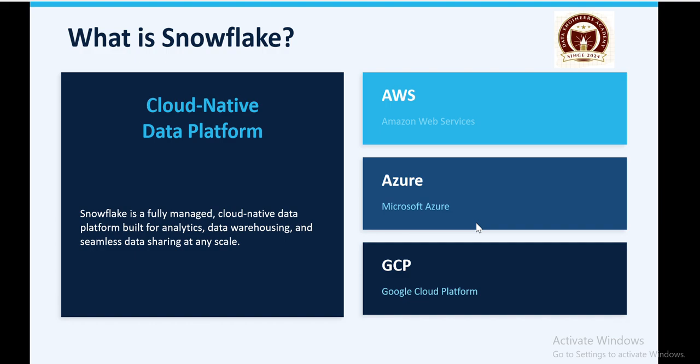And Snowflake does not have its own servers, it sits on top of existing cloud providers. So it runs on AWS, Azure, and GCP. AWS is Amazon Web Services, Azure is Microsoft, and GCP is Google Cloud Platform. You just pick one when you sign up.